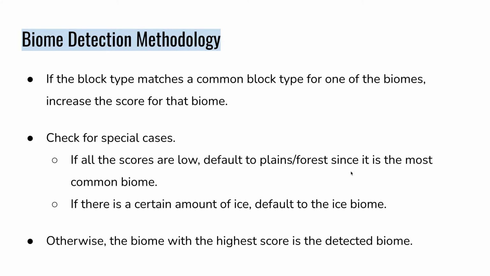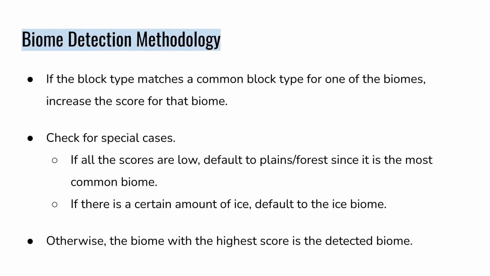While iterating, we check if the found block type matches any of the common block types for the biomes. If so, we increase the score for that biome by 1. Once we are done iterating over the blocks, we check for a few special cases. If the score for every biome is low, then we default to the plains biome since it is the most common one and looks good in many different biomes.